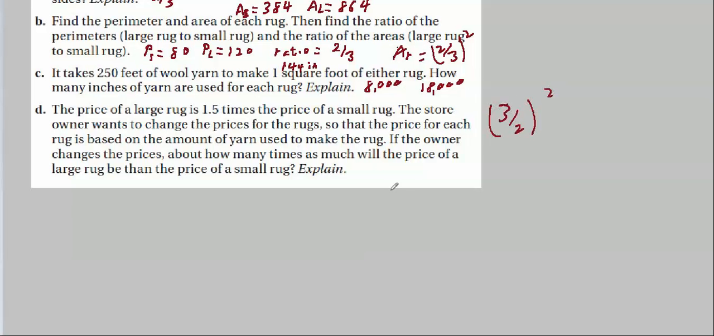And that's 9/4. In other words, the ratio of the areas is 9/4. And we already worked that out, in fact. 864 over 364 is 9/4. Or if you want to put it in the same decimal terms as this, well, that's 2.25, right?